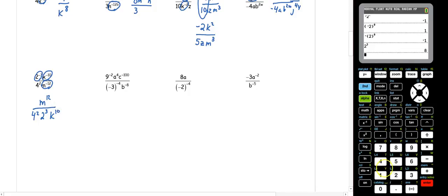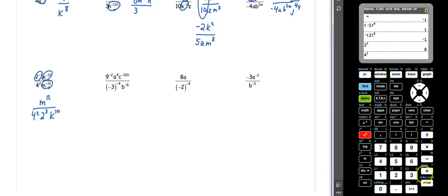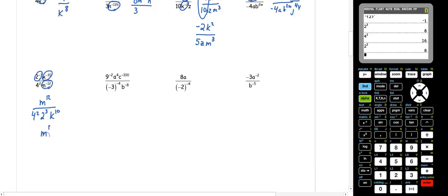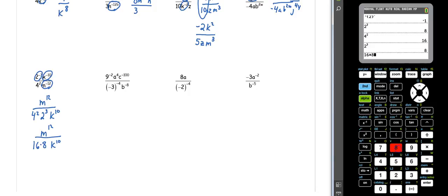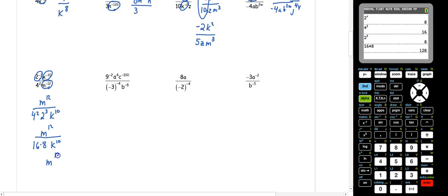Now, we can evaluate 4 squared, which is 16, and 2 to the 3rd, which is 8. These are really being multiplied. So it's m to the 12th over 16 times 8, k to the 10th. So we can multiply 16 times 8 to further simplify. So we have m to the 12th over 128, k to the 10th.